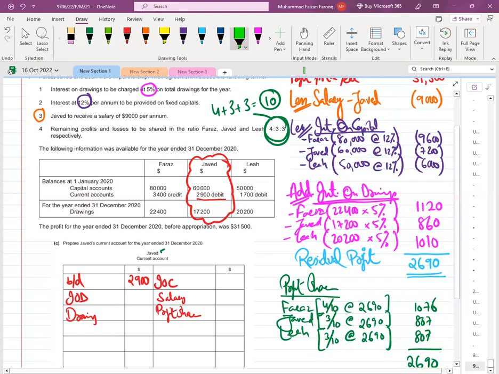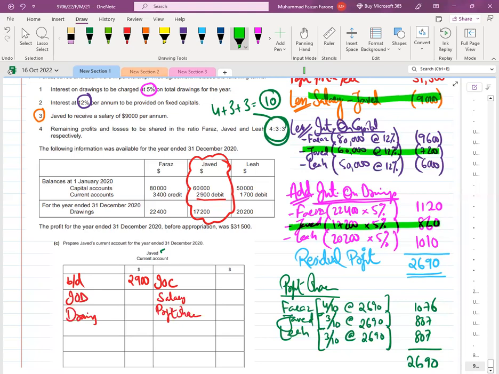Our focus is to search for Mr. Javed. Here is Javed. The green highlight: salary for Javed, 9,000. Okay, done. Interest on capital for Javed, 7,200. Done. Interest on drawing, 860. Done. Profit share, 807. Done. Drawings: how much are Javed's drawings? 17,200. Done.